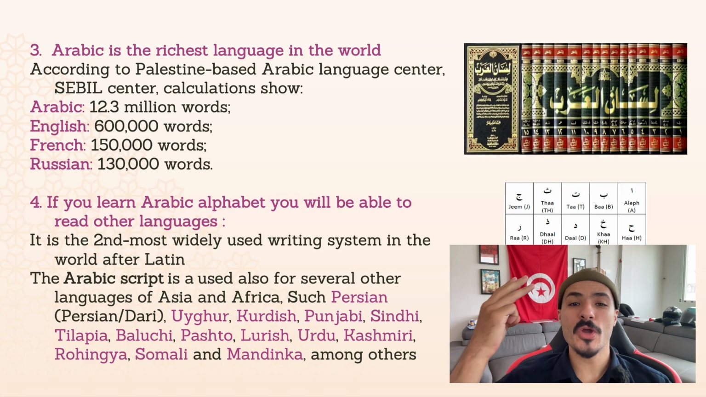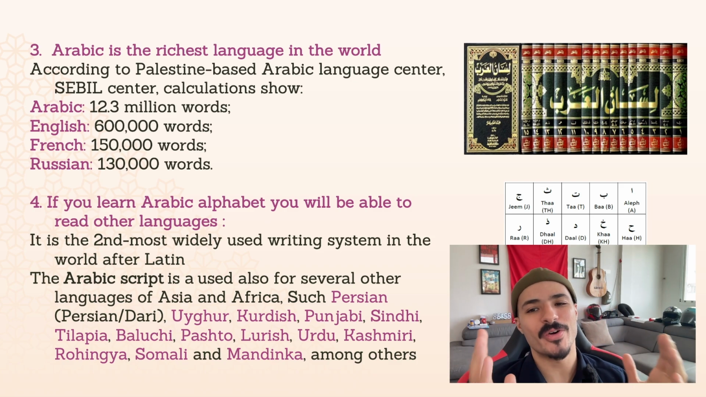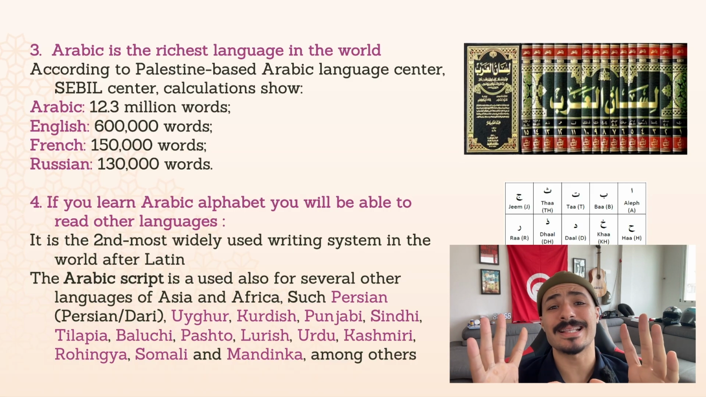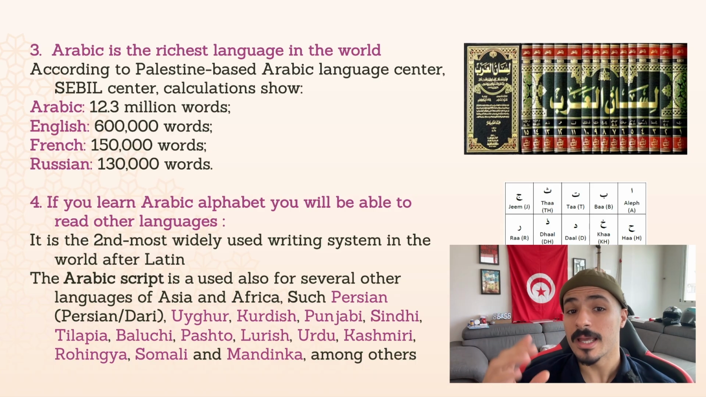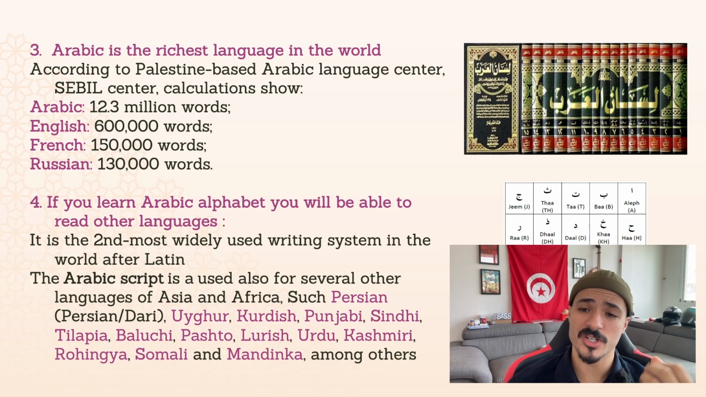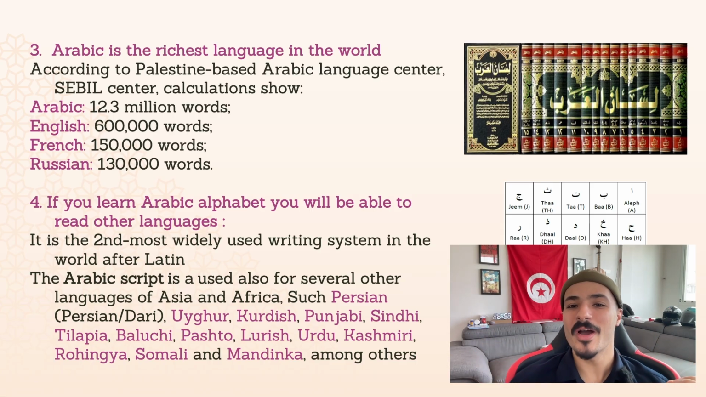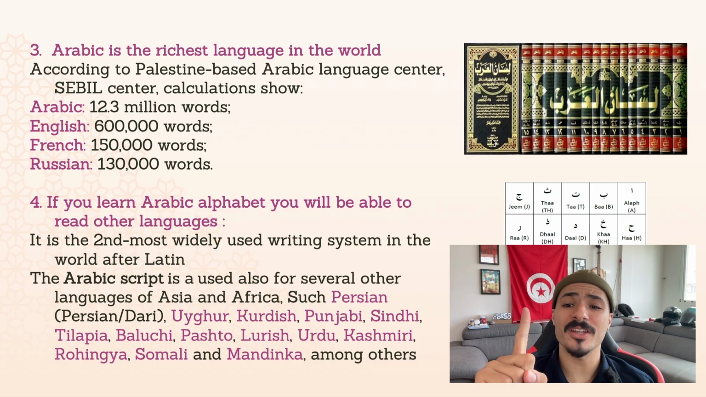Guys, this is sick. We go to the third fact, which is Arabic is the richest language in the world. Yes, you heard that right. Arabic has 12.3 million words. That's a massive number, guys, compared to English, 600,000, and French, 150,000, and Russian, 150,000, right? So, guys, this number is impossible. You know, on the right, you see many books, 15 books actually. All the 15 books are actually one dictionary.